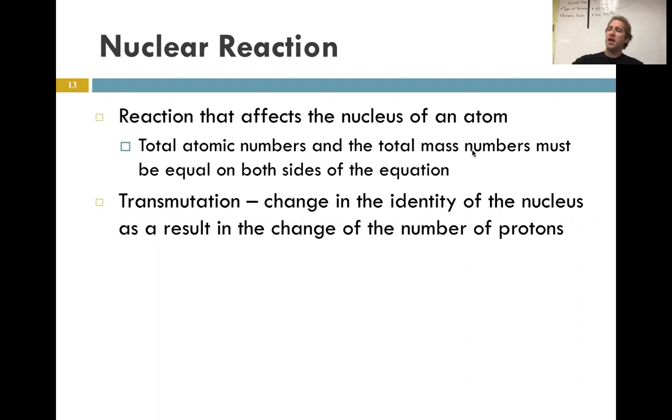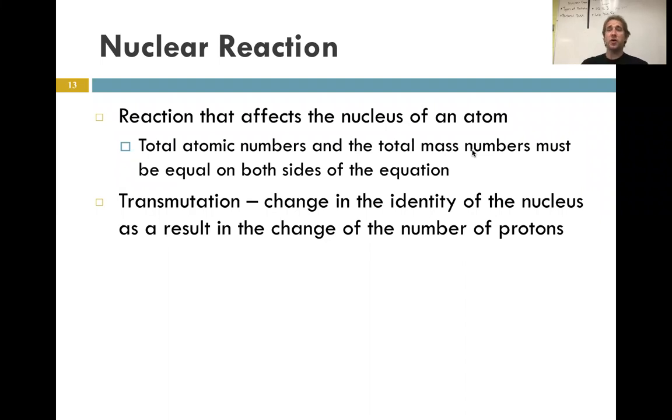So by definition, a nuclear reaction is any reaction that affects the nucleus of an atom. What that does mean is that on both sides of your change, the total atomic numbers, number of protons, and the total mass has to be equal for both sides of our equation on our reaction. We do give this a name. Any reaction or any change that changes the identity of the nucleus, because we've changed the number of protons, is said to be called transmutation. We've transmuted it from one thing to another. It's changed its chemical makeup.